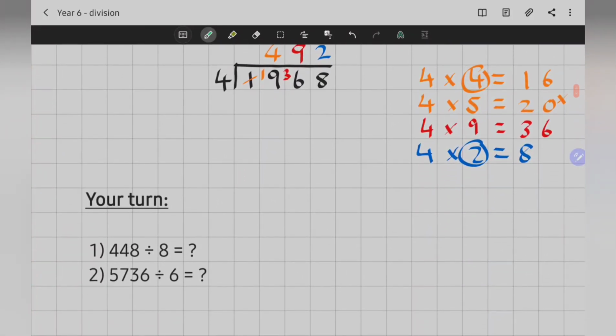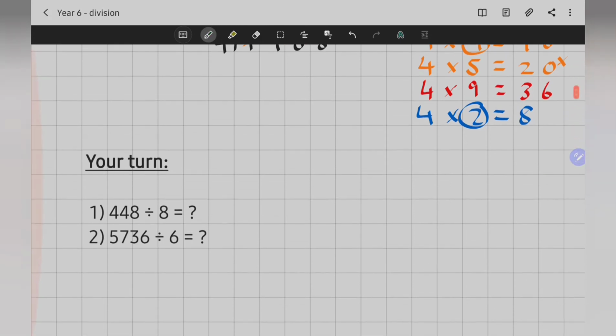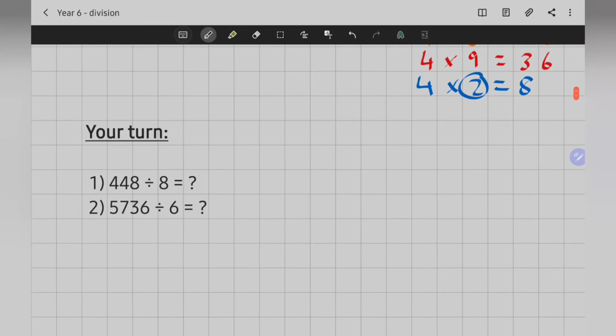Pause the video now. How did you find these two then? Let's check. So, draw your bus stop. 448 divided by 8. Okay, so knowledge of the 8 times table is really going to help me here. 8 into 4 will not go, so I'm going to pass it on. 44 divided by 8. Well, 8 times 5 equals 40. That's as close as I can get. So it goes in 5 times.